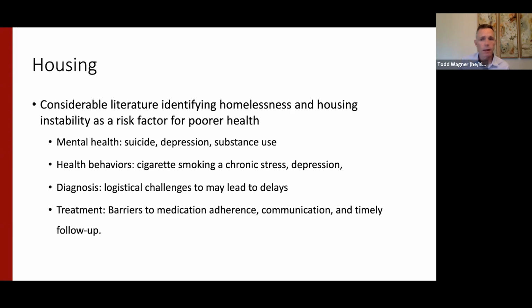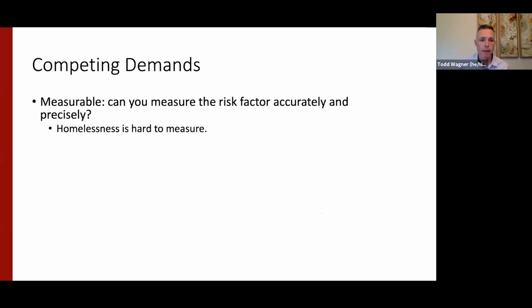So there's been a lot of interest in trying to think about how we want to build, or should we build, housing variables into risk adjustment. But there are also competing demands. So one, can you measure these risk factors accurately and precisely?